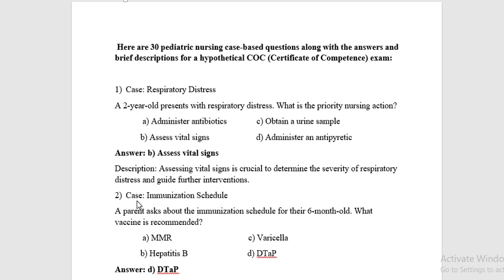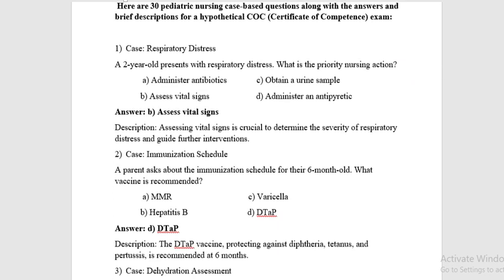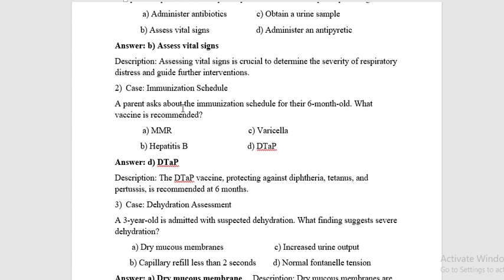Question number 2. Case: immunization schedule. A parent asks about the immunization schedule for their 6-month-old. What vaccine is recommended? For infants, there are different types of vaccines. Which type of vaccine is used for this 6-month-old infant?